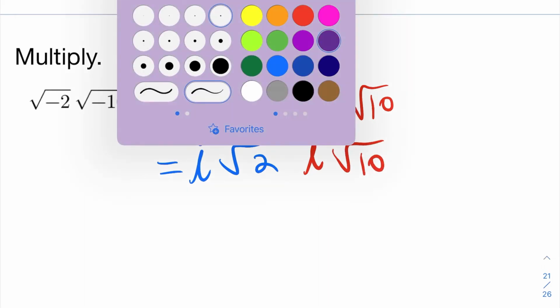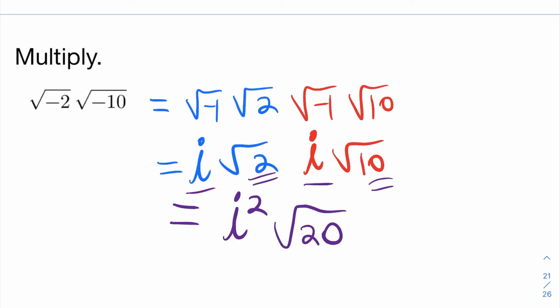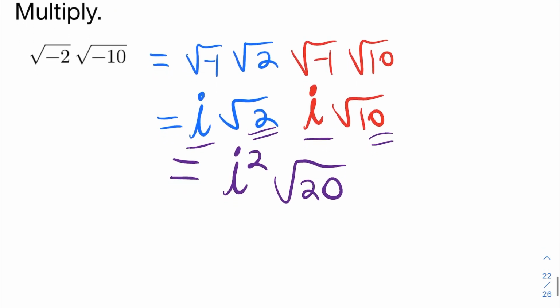So overall here, what do we get? Let's see. That i times i makes i squared, and the square root of 2 times the square root of 10 makes the square root of 20. But we do want to simplify this. Let me see, i squared we know is -1, so this is negative.